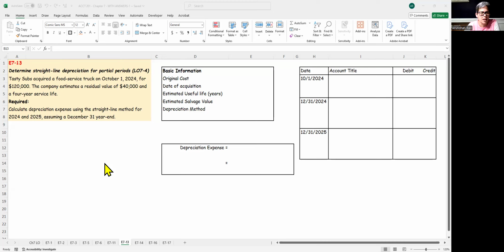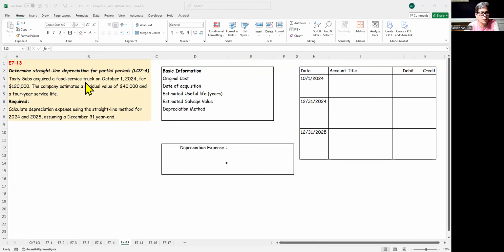In exercise 7-13, we're going to look at partial year depreciation. The reason this happens is when you purchase an asset, it's very unlikely you're going to buy it exactly on January 1 and put it to use starting that day. So let's take a look at this exercise.